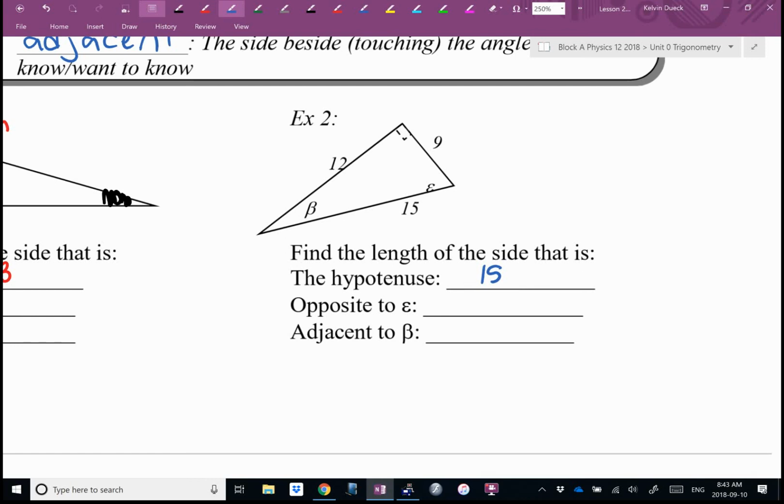Which angle is opposite? Which side, sorry, is opposite to epsilon? 12. Which side is adjacent to beta? Now, beta is that angle there. There's two sides that are adjacent. Why can't it be the 15? Because the 15 is the hypotenuse, so it's 12.